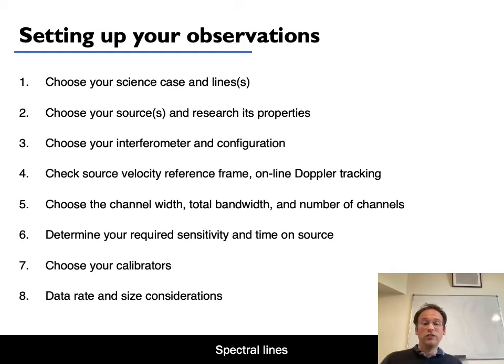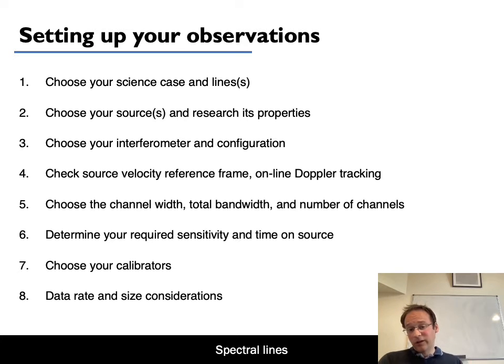Okay, so what sort of things do you need to think about when setting up your observations specifically for spectral line work? With any observation, you want to first of all think about what your science case is. So what are your science goals? What spectral lines should you be choosing to be able to achieve those science goals? And of course, that's very important. And we've talked a little bit about some of the spectral line science you can do in the first lecture.